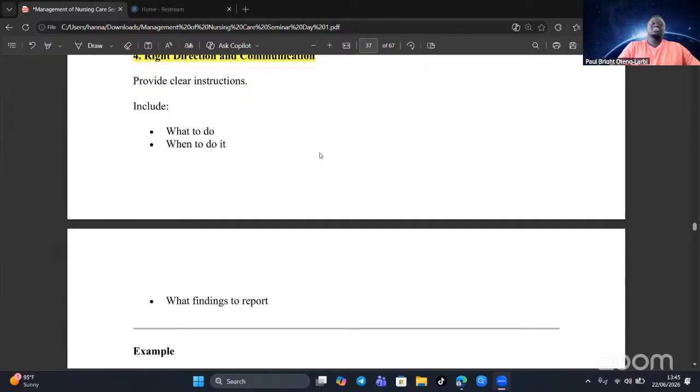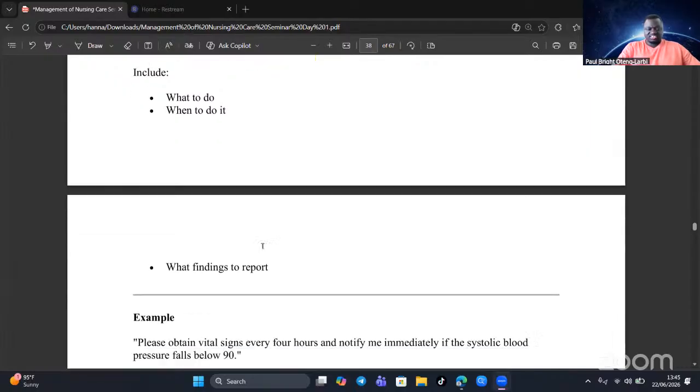So these three things. I am sending you to go and change the diaper of this woman in room 1. When should you do it? That's the instruction. I've given the instruction. When should you do it? Please make sure 6 a.m. in the morning. Okay, it is changed. What findings should I report? When you are changing the patient, check the bum to see if there is no redness or skin break. Come and tell me.